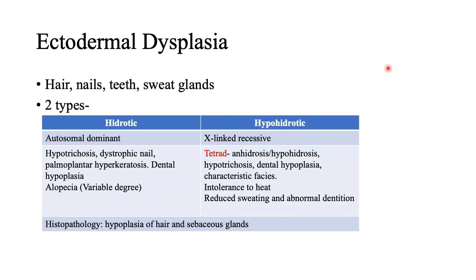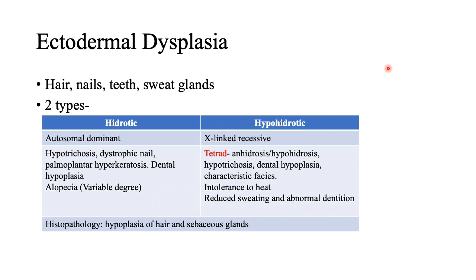This is clinically presented with a tetrad of findings comprising anhidrosis or hypohidrosis, hypotrichosis, dental hypoplasia, and characteristic facies. The baby is presented with a broad nasal bridge, frontal bossing, and wide and patulous lips. There is intolerance to heat due to reduced sweating. Abnormal dentition is seen. The teeth of the baby become peg-like.